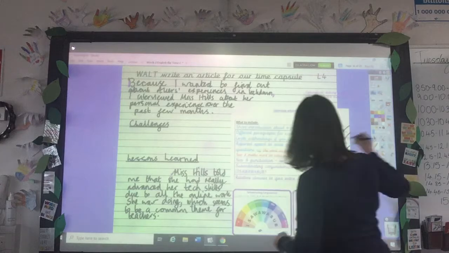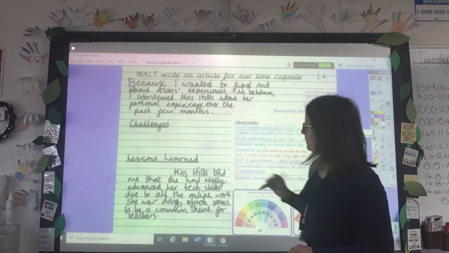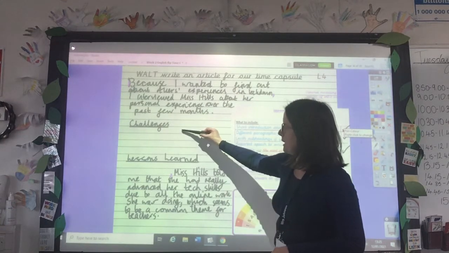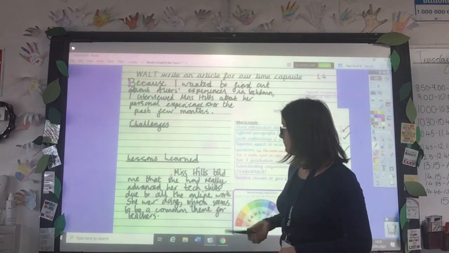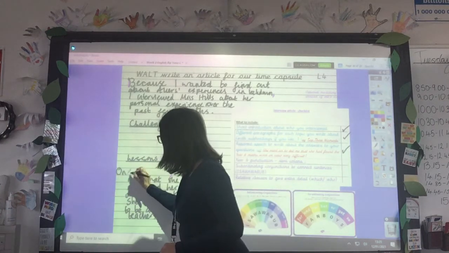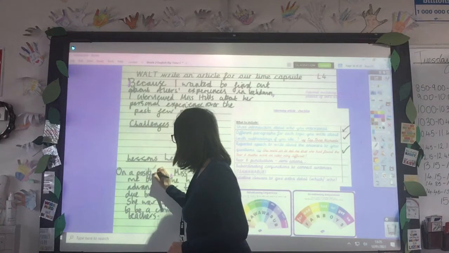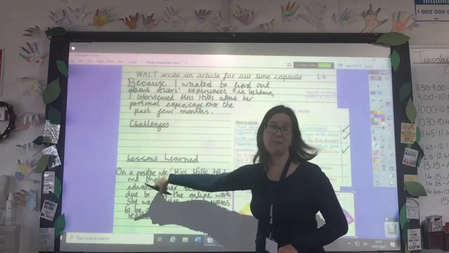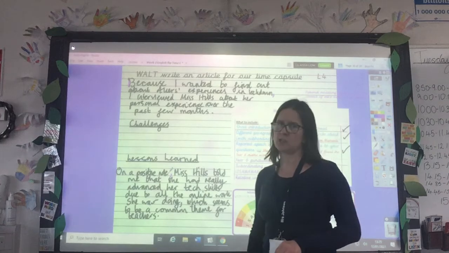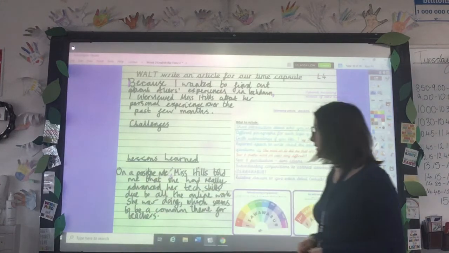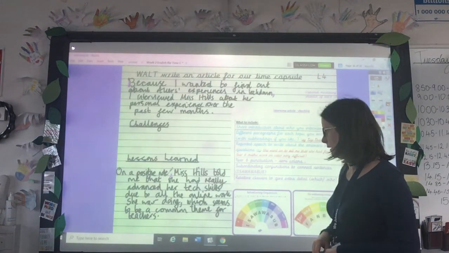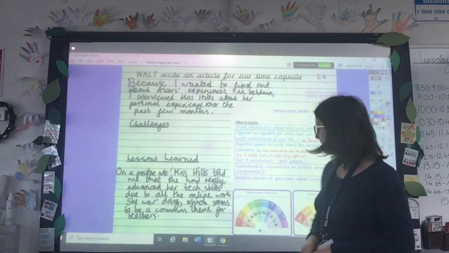So I'll need a comma because I'm going to write a fronted adverbial. And because I'll have talked about here, I've got my introduction, and then I'm going to have challenges, so things that Miss Hills has found a bit difficult during lockdown. So then, to contrast, I'm going to say, on a positive note. So I'm linking this paragraph to this paragraph by using a fronted adverbial. So challenges, things she's found difficult. On a positive note, Miss Hills told me that she had really advanced her tech skills due to all the online work she was doing, which seems to be a common theme for teachers.